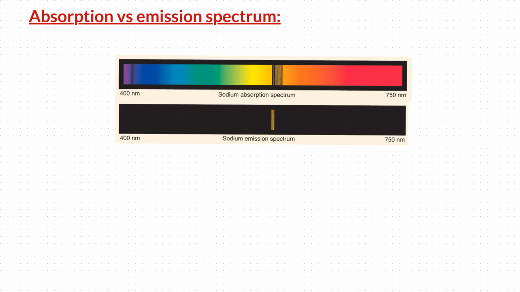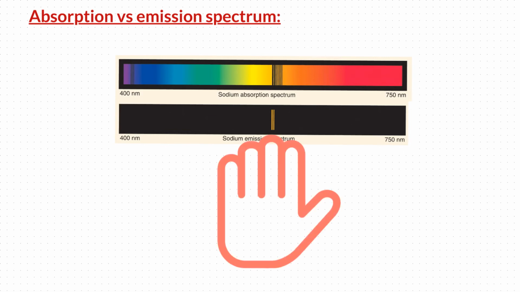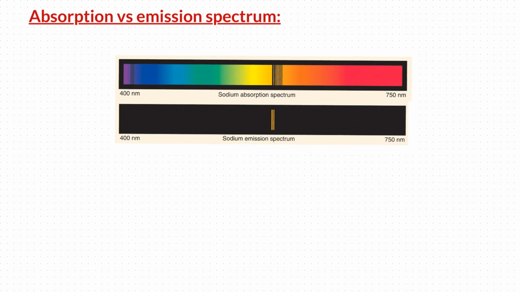Here, I have the emission spectrum and absorption spectrum of a sodium atom right next to each other. What can you comment about these two? Pause the video here for a minute and think about it. The emission and absorption spectrum of an element are photographic negatives of each other. Now, what does it really mean?